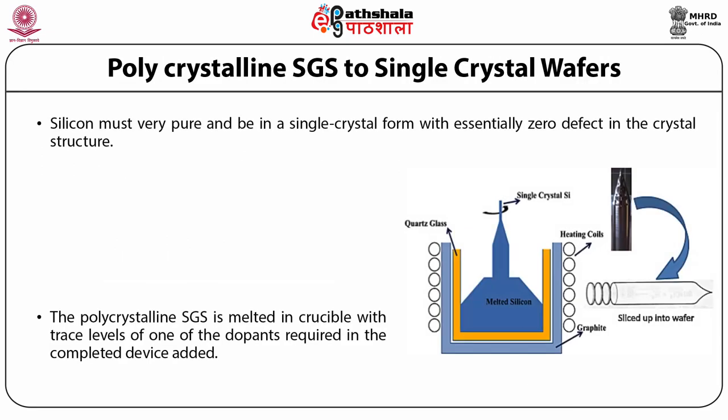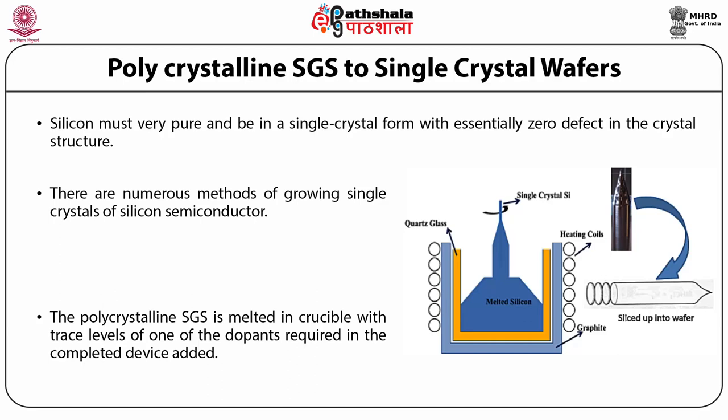Polycrystalline SGS to single crystal wafers. There are numerous methods of growing single crystals of silicon semiconductor, which include the Czochralski technique, heat exchanger method, shaped ribbon technology, the dendritic web method, silicon on ceramic method, Semix method, etc. So students, we will be discussing all these methods one by one.